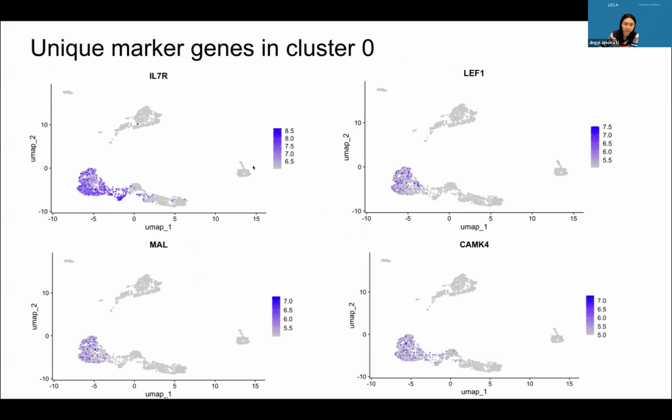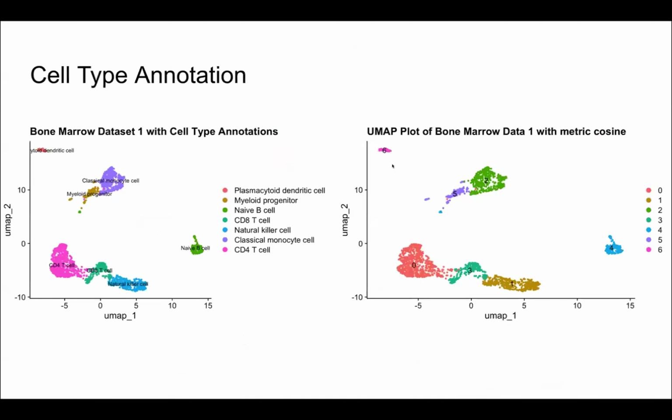Okay, and here is the example for cluster 0. I look at these markers, and I used them to determine the cell type. And here's my final result, having 7 clusters, and I did the same thing as I did for cluster 0 for all of the remaining 6 clusters, and I got these 7 cell type annotations. Thank you.